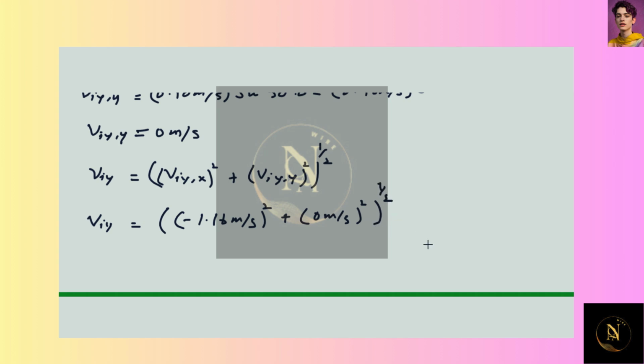So from here we can write the value for V_IY as the magnitude of this velocity. This will be 1.16 meter per second, or it can be written as V_IY is equal to 1.2 meter per second.